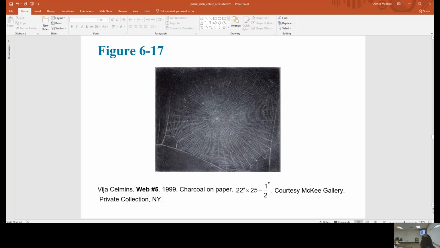You can, if you go too dark with charcoal and you haven't set it yet, blot it off a little bit. But it does smudge really easily, so you've got to take your time.